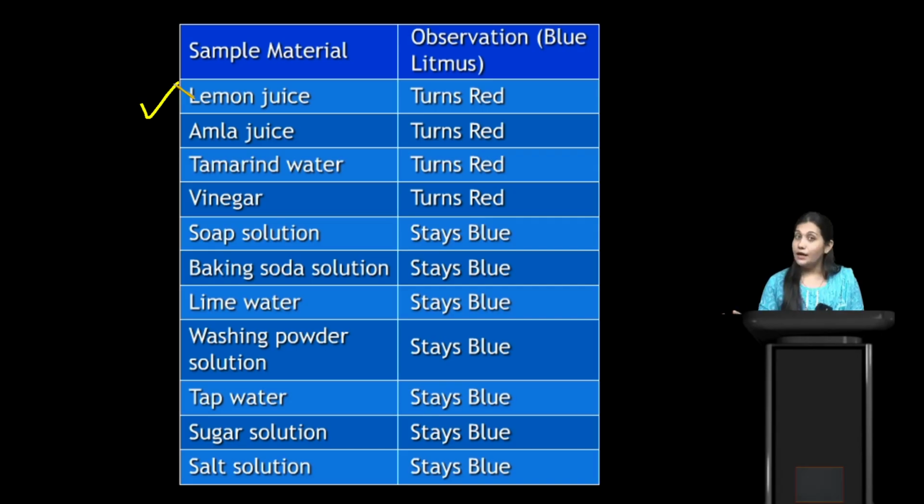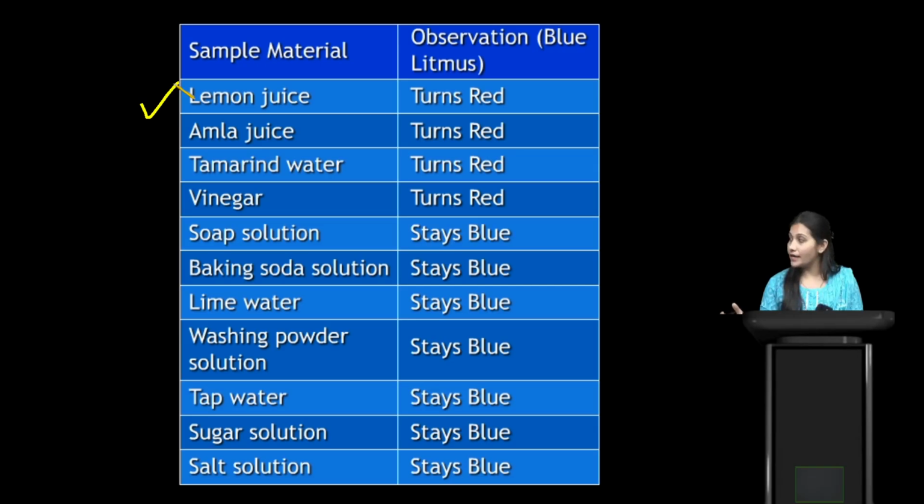Now comes the washing powder solution. Children, tell me one example of washing powder. You all know the example. Very good. Surf. Even in the Surf solution, if we dip the blue litmus paper, it also stays blue. Now comes the tap water. If we dip the blue litmus paper in the tap water, it also stays blue.